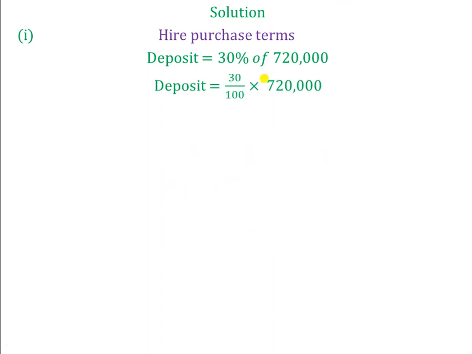Now we're going to look at it illustration by illustration. Let's begin with the illustration of hire purchase terms. Remember they told you that if you're buying the asset using hire purchase, you have to first make a 30% deposit of the cash price, and the cash price was 720,000. So I'm going to first deal with the deposit alone. 30% of 720,000 is 30 out of 100 multiplied by 720,000. When you compute that from your calculator, you come up with shillings 216,000.